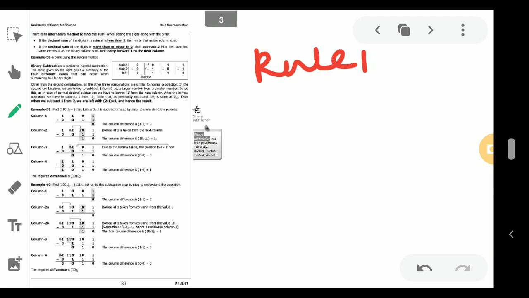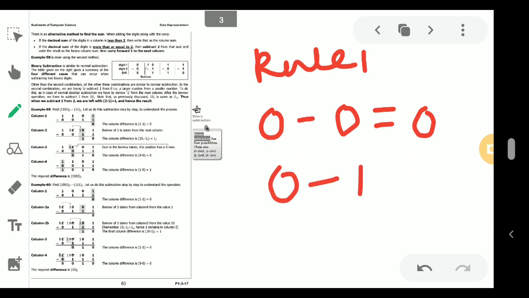The first rule is if you subtract 0 minus 0, the answer is 0. If you try to subtract 1 from 0, this is not possible, because 0 is a smaller digit and 1 is a bigger digit. So for that reason we have to take 1 as a borrow. So 1 0 becomes 2 in normal decimal, and 2 minus 1 gives the answer 1.